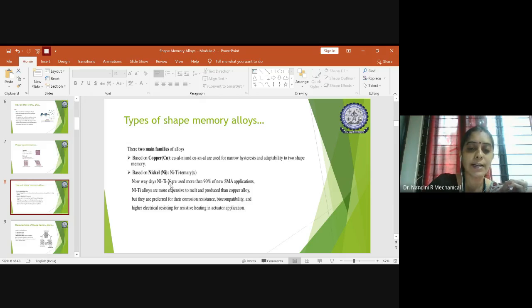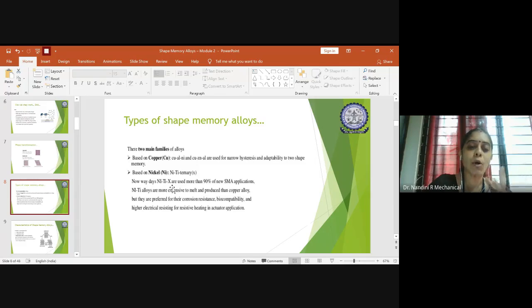So what differentiates them, you have to understand, is that most of all SMA applications are based on nickel titanium alloys. So it has a third section where you have to add a ternary element. Okay, so most of all the applications are made up of nickel based alloys only. When you compare with copper based shape memory alloys, nickel titanium alloy is more expensive because the titanium itself is expensive, right? So this makes it more expensive.